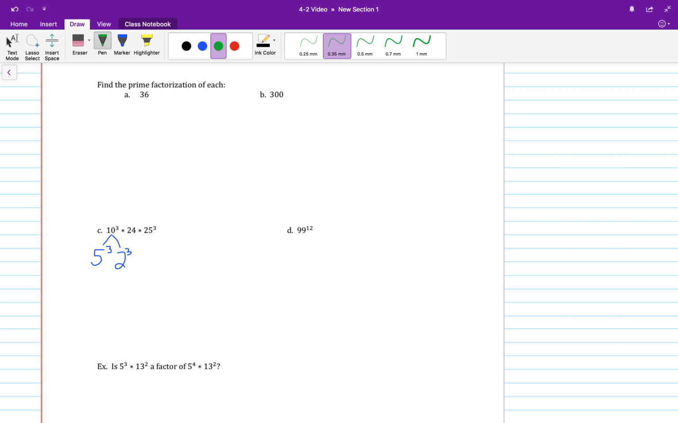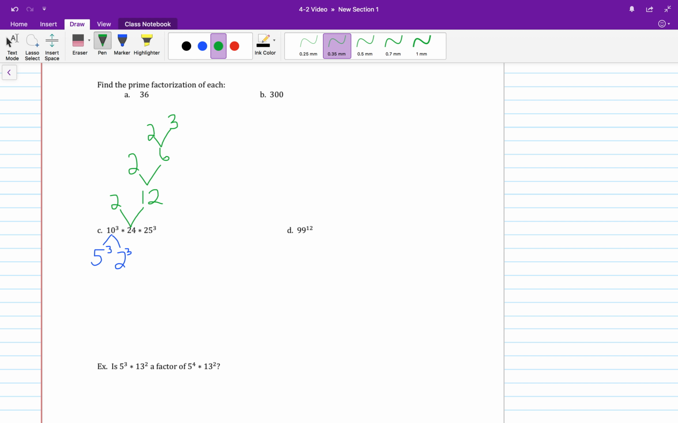I'm going to do the same thing for 24. I'm going to put it up top so it doesn't get too crowded. So it doesn't matter how I start. I might start with 2 and 12. And I could say 12 is 2 and 6. And then 6 is 2 and 3.